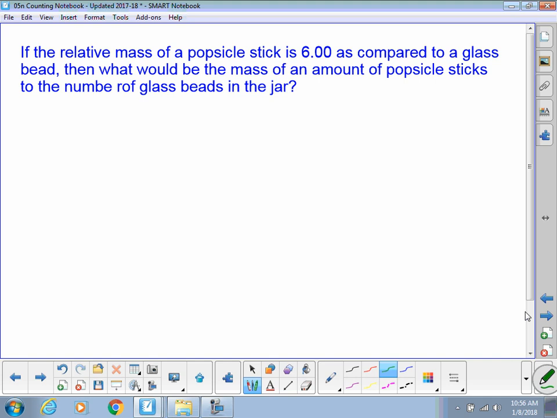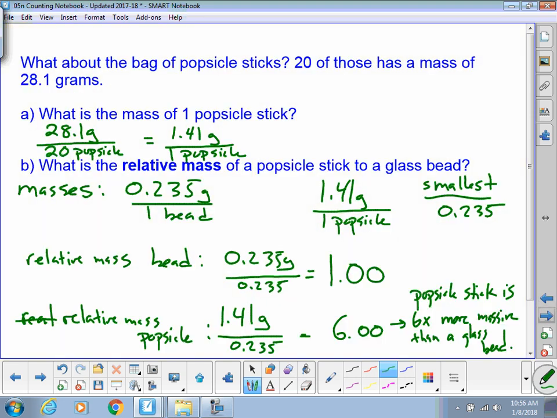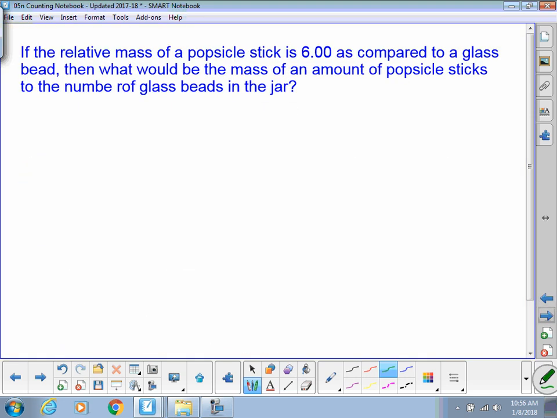So if the relative mass of a popsicle stick is 6.00 as compared to a glass bead, then what would be the mass of an amount of popsicle sticks to the number of glass beads in the jar? Well, let's just go back here. How many glass beads did we end up with? 1,343. So the question wants to know the mass of 1,343 popsicle sticks.